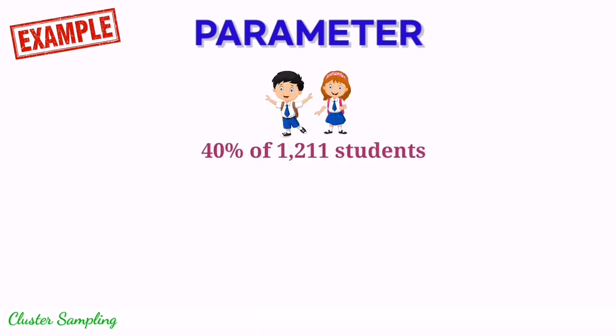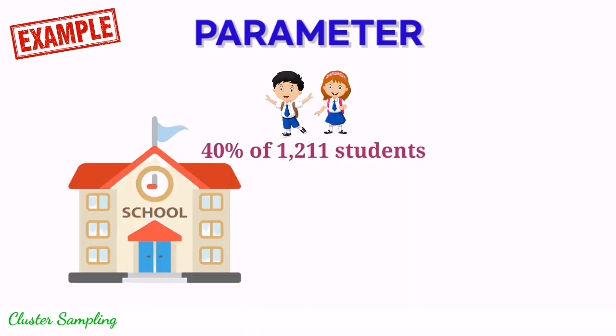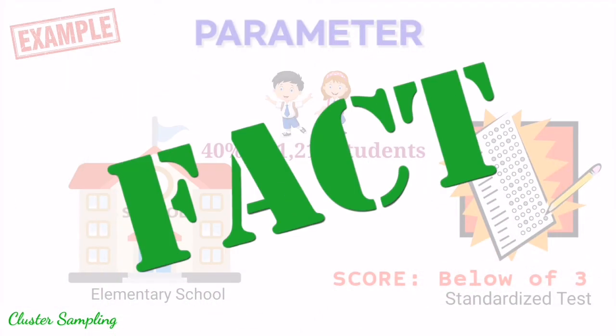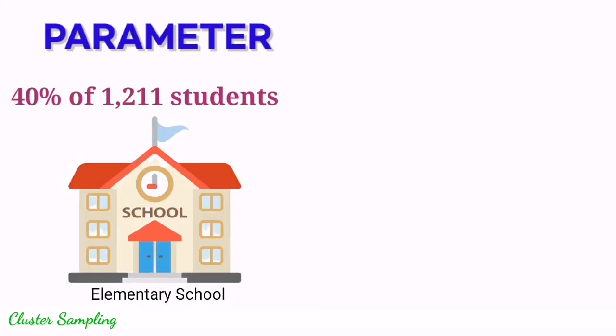40% of 1,211 students at a particular elementary school got below a 3 on a standardized test. You know this because you have each and every student's test score. Is this a fact about the whole population? Yes, sometimes that's easy to figure out. With small populations, you usually have a parameter because the groups are small enough to measure.